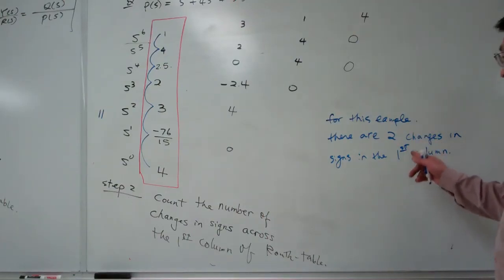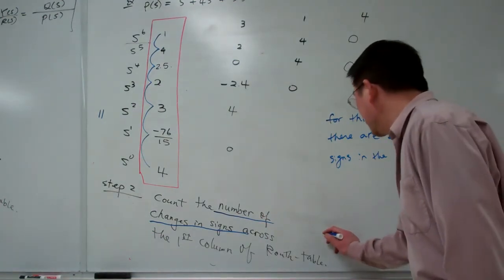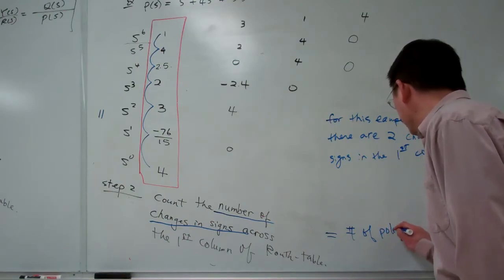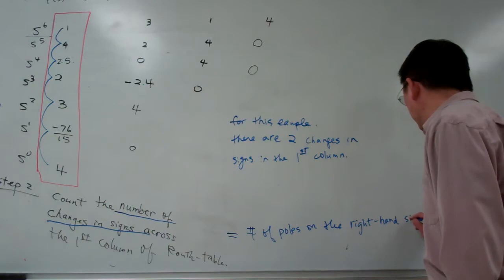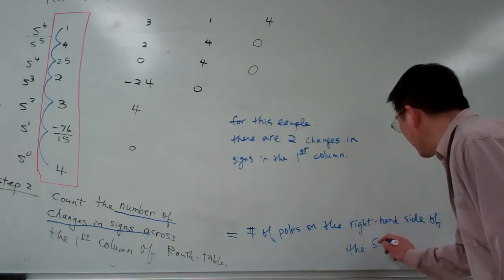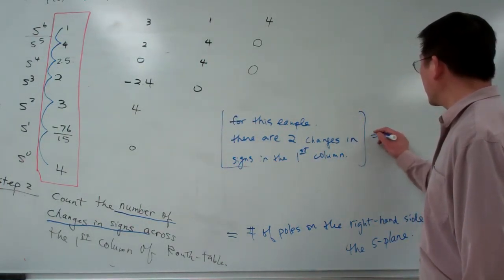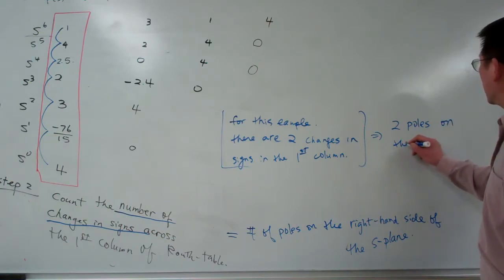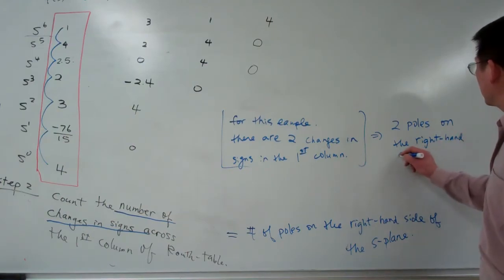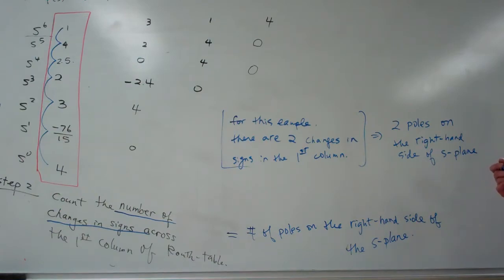So what does this mean? The number of sign changes is equivalent to the number of poles on the right hand side of the complex plane. Would that be good? So for this case, it indicates there are two poles on the right hand side of the S-plane. That means two poles with positive real part. If there is at least one such pole, the system is unstable. So from here we can tell the system is unstable.